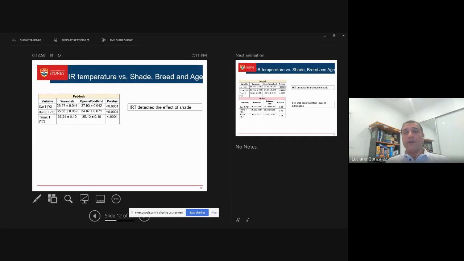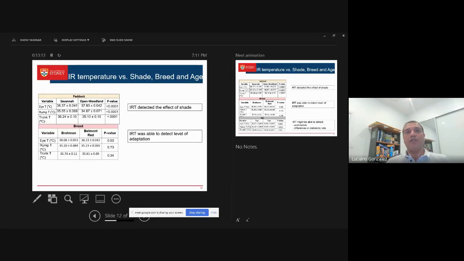So again, the technology is picking that up, and it's detecting there is an effect of shade on animal physiology, which is good if you want to study animal response to environmental conditions. Then we also detected an effect of breed, particularly with the eye temperature. So we've seen that the animals that are adapted to tropical conditions, which are the Brahman breed, have lower temperature than Bengal red, which is an animal not as adapted to heat stress as the Brahman.